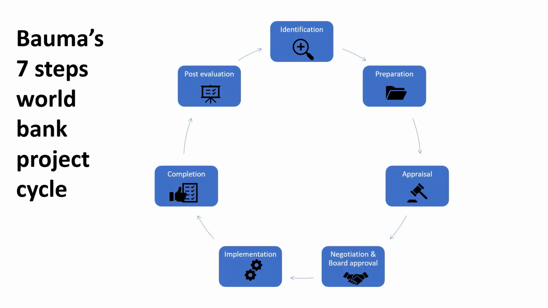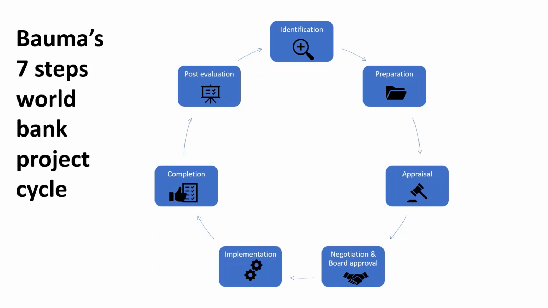First is identification. So firstly, an opportunity to come up with a project idea or identify a project. Then second, preparation. After identifying a project, we have to prepare it so it can be implemented. So they identify related activities, prepare cost estimates, study the project proposal, and everything happens there.